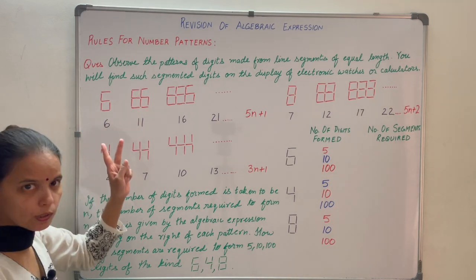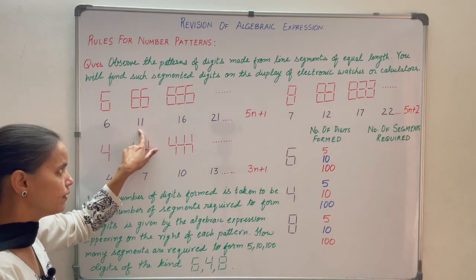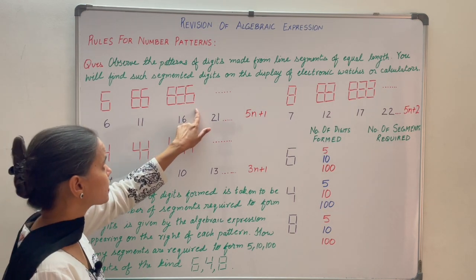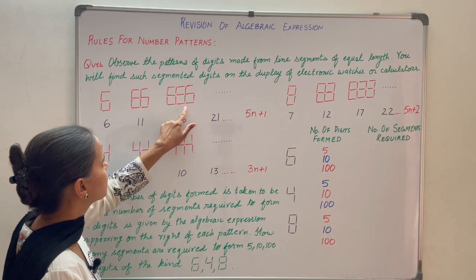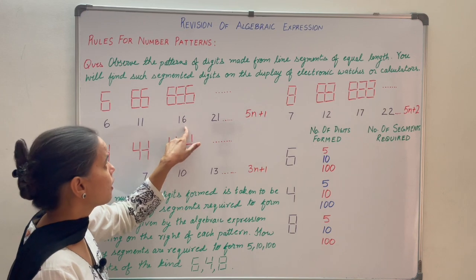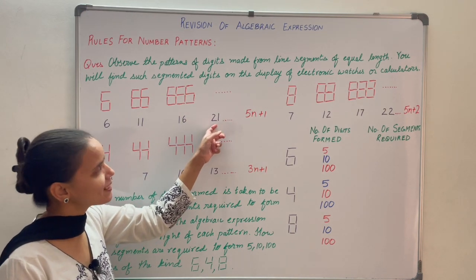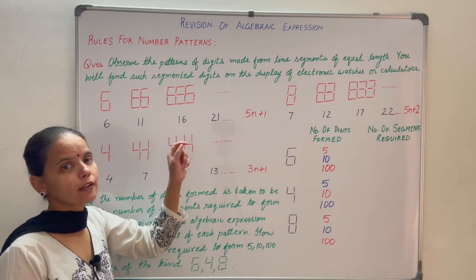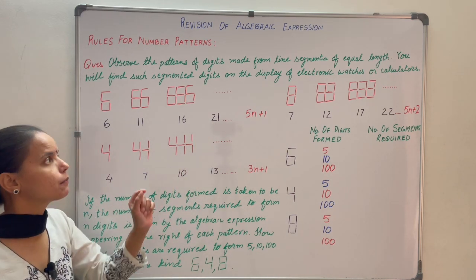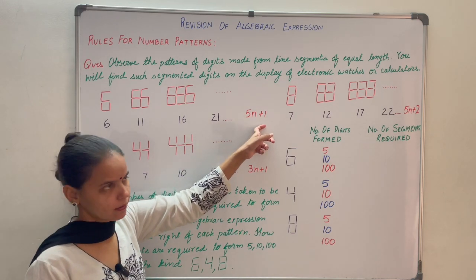So when there are 2 sixes, the number of line segments of equal length required is 11. When there are 3 sixes, till here it is 11, 12, 13, 14, 15, 16. So this is 16. When there are 4 sixes, then the number of line segments required is 21. So if there are n sixes, then the number of line segments required is 5n plus 1.